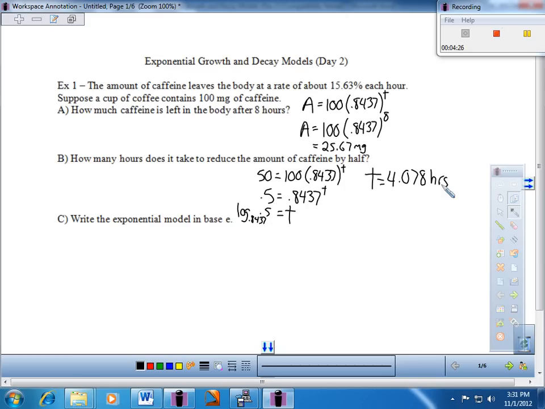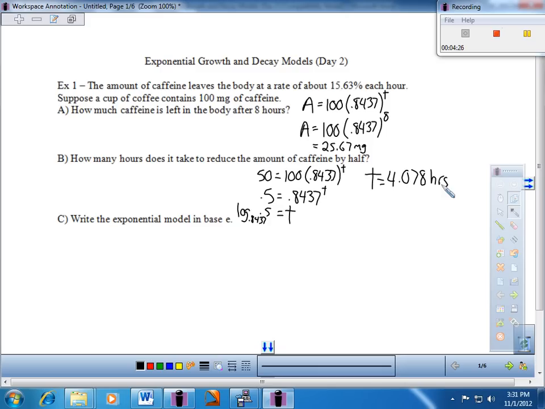All right, so good algebra there. We've got that piece taken care of. And so after about 4 hours there, it's decreased by half. Okay, so exponential decay model so far looking great. We've done the 2 parts there, inputs and outputs. Let's go ahead and do the part C that you see on the paper.